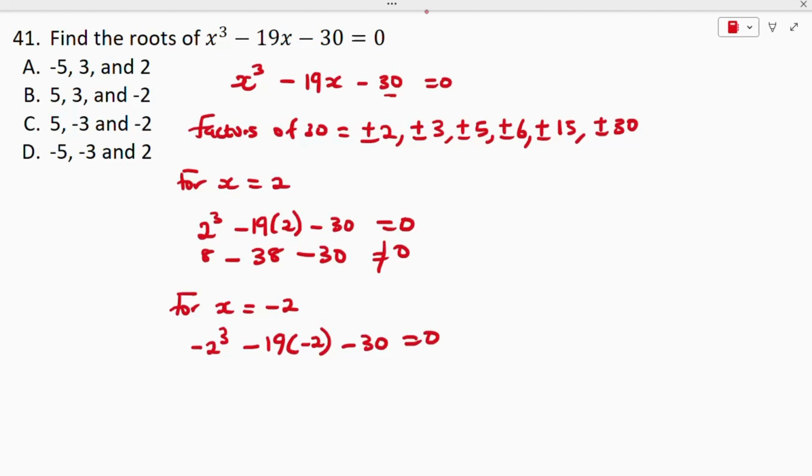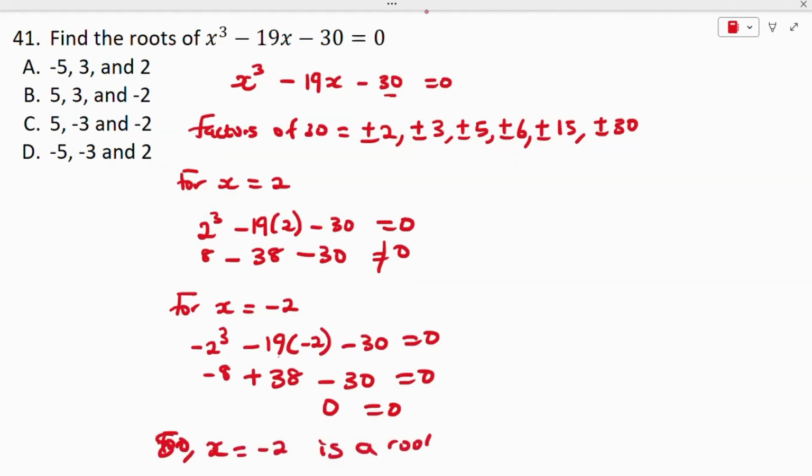Minus 2 raised to the power of 3 is going to give us what? Minus 8. Minus times minus is plus. 19 times 2 is 38, minus 30, and this is equal to 0. Minus 8 plus 38 is 30. 30 minus 30 is 0, which is equal to 0. So we can easily say that x equals minus 2 is a root. So we have been able to find the first value of what?